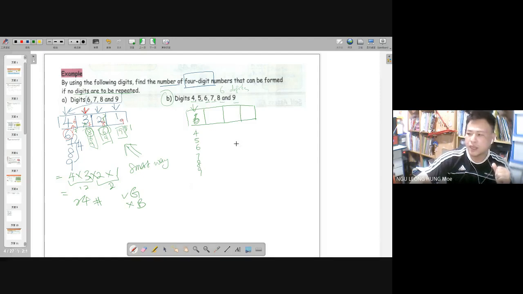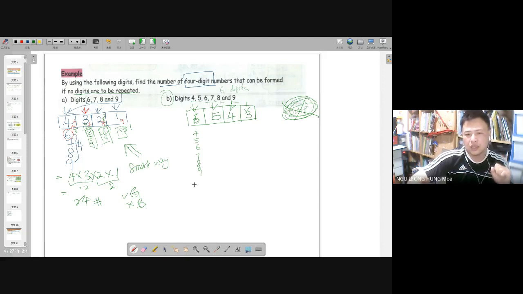Good. Then after we fill in the first box, for the second one, how many digits are left? After we fill in the first one, how many left? Very good. We have 5 left. So for the third one, how many left? Of course, it's 4 and then 3, right? That means we have 2 digits that we didn't use at all. So just ignore it. Never mind. We only want to form a number that has 4 digits.